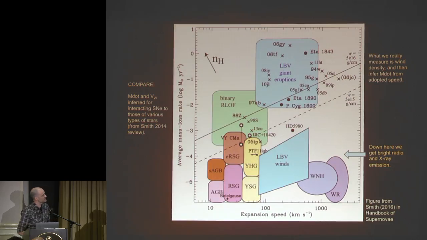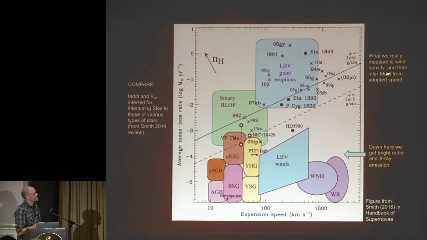And so if you plot a lot of these on this plot, which is mass loss rate versus expansion speed, I've been showing this for a long time when I go to meetings, but I finally put it in a paper, sort of. It's in a chapter I'm writing for this handbook of supernovae that many of you are writing a chapter for. Basically, the dashed and the solid line are lines of constant wind density. And down here are all of the normal winds, the steady winds that we have from massive stars, from that plot I showed you before.